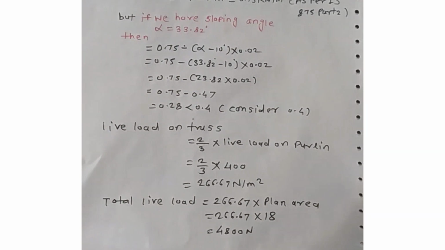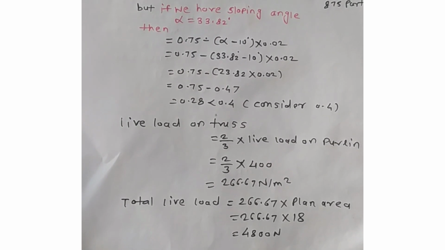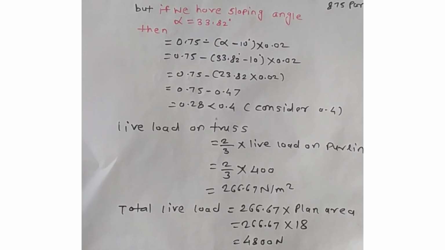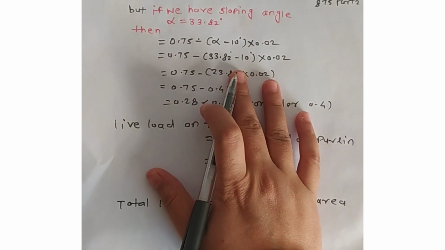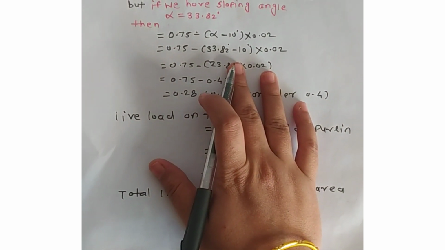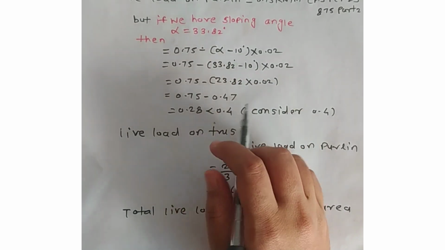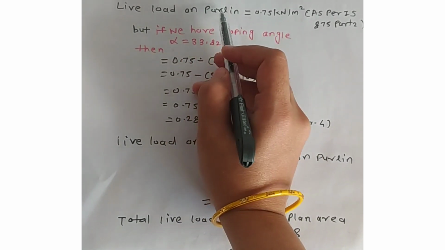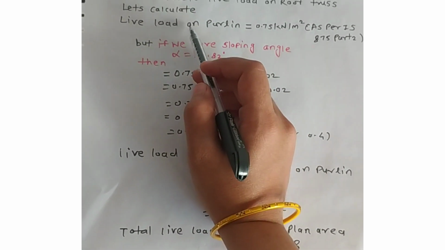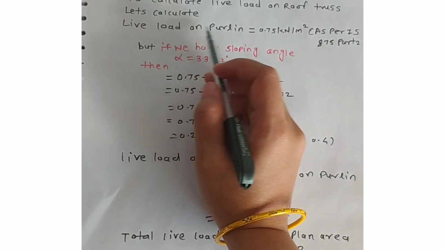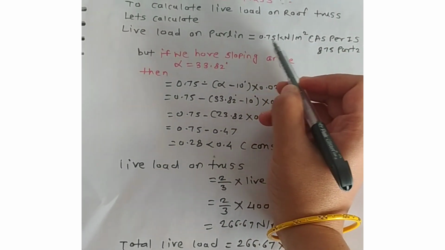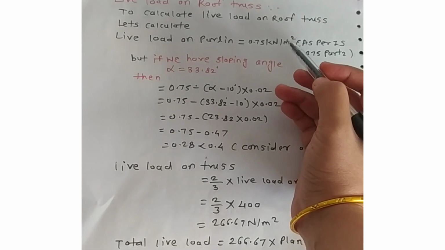So today we are going to learn about how to calculate live load on roof truss. Basically here I have calculated these things. First, to calculate the live load on roof truss, we need to calculate live load on purlin. Okay, so basically the value of live load on purlin is 0.75 kilonewton per meter square.